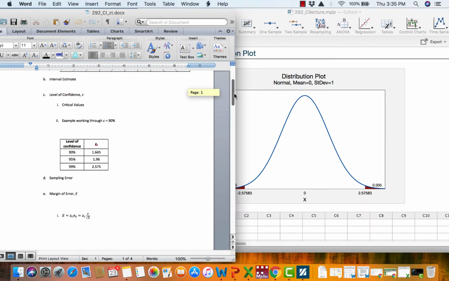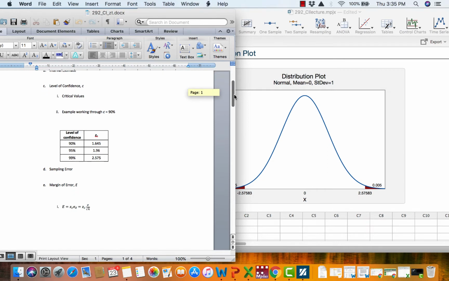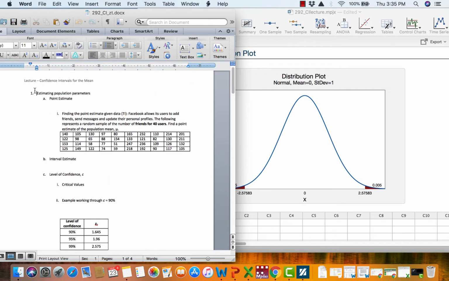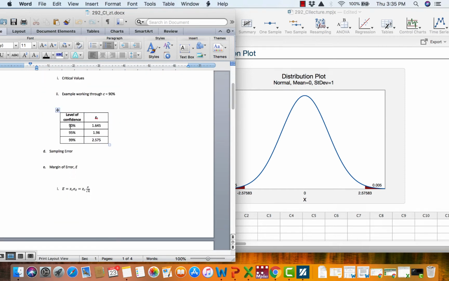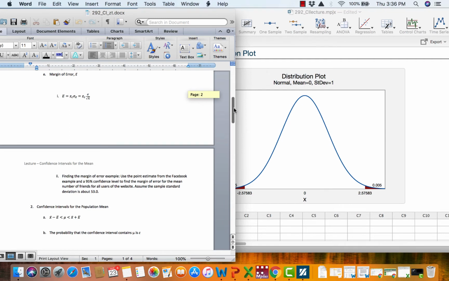All right, so again, we are going to take our point estimate. We're going to take our level of confidence, which gives us a critical value, our standard deviation, and our sample size, and we're going to plug this into Minitab, and Minitab is going to calculate the margin of error and give us the confidence interval. All right, so let's do one of these together with the Facebook example.